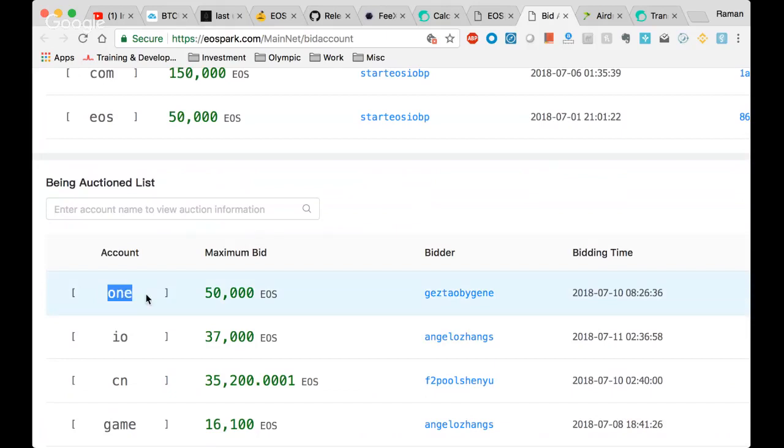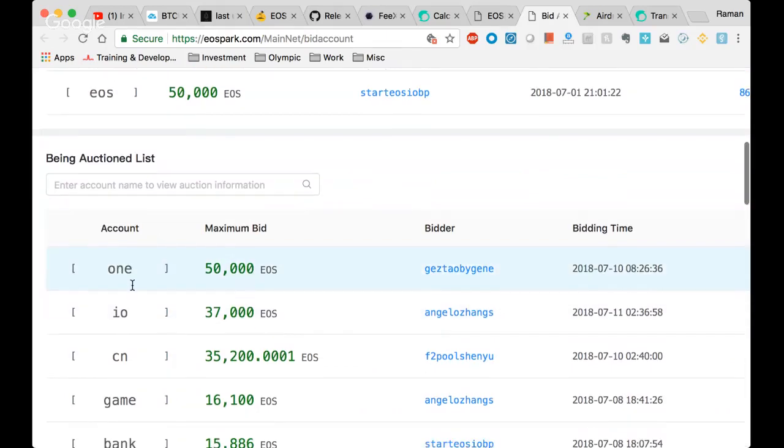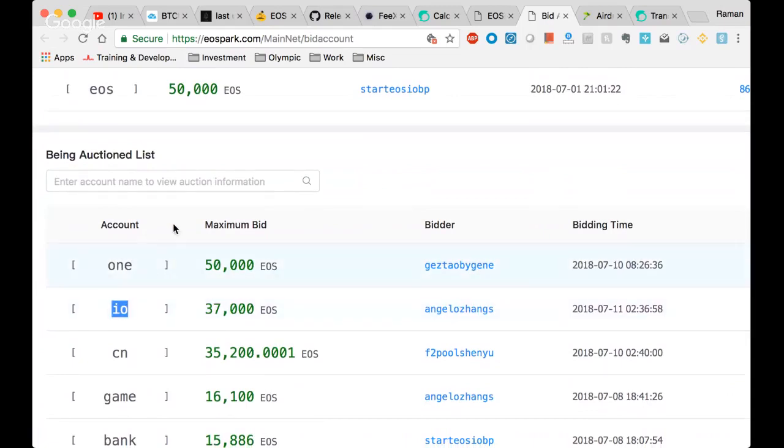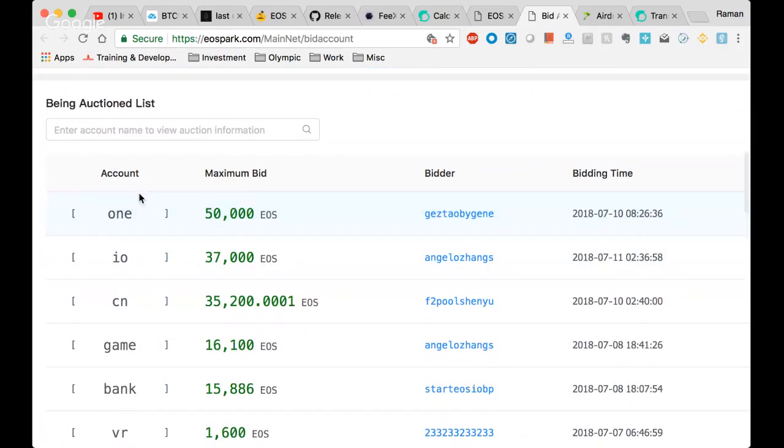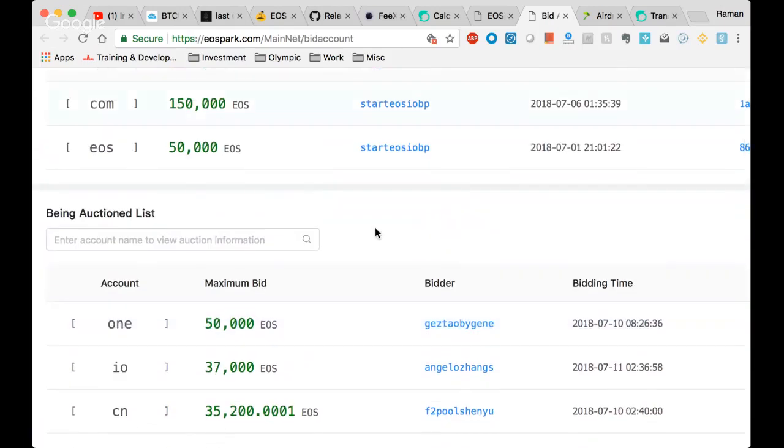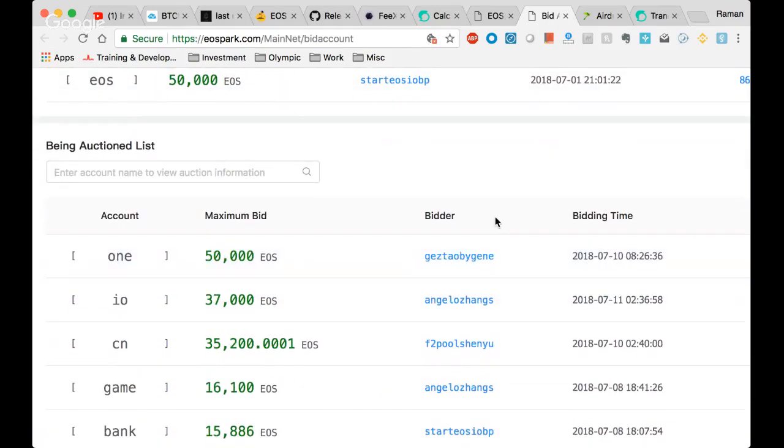The next one is one, just like block.one, you will be able to create .one domains, and then IO. So I believe that these will be the next, because they look at the topmost account, which is the highest bid, and people are bidding very high. So thankfully, it is not Start EOS here, or you never know if at the last minute they end up bidding.